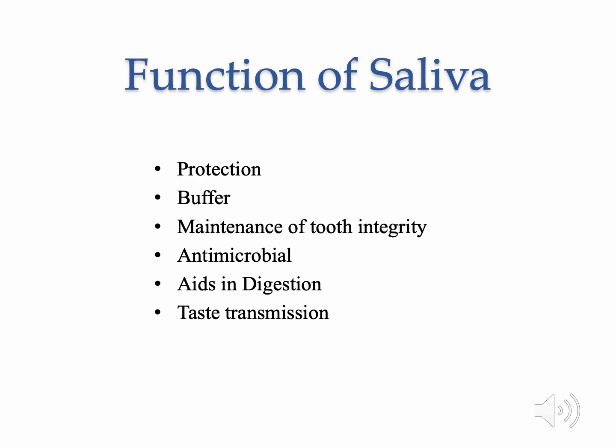Saliva has several important functions, including protection, buffering capacity, and maintenance of tooth integrity. It has antimicrobial components, it aids in digestion, and it's also very important for taste transmission, as we've already learned.